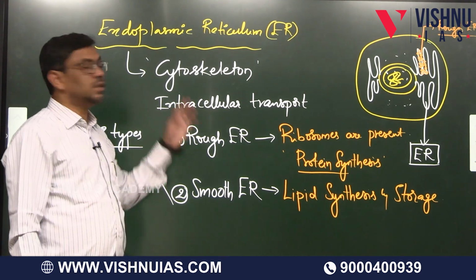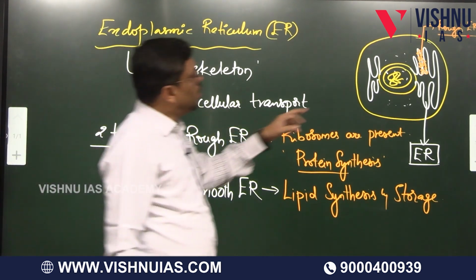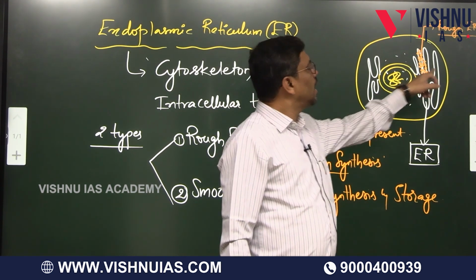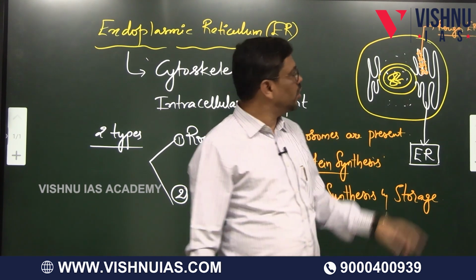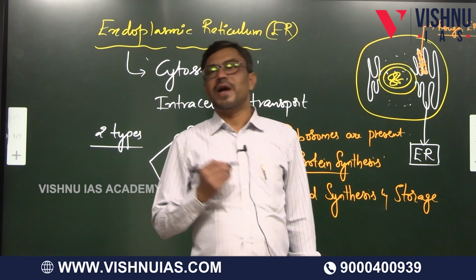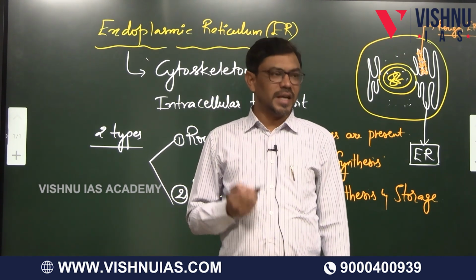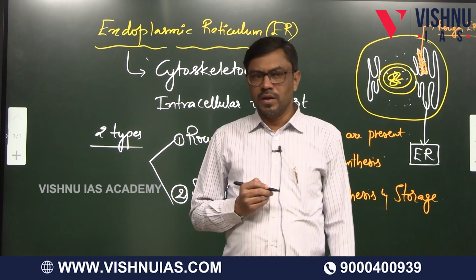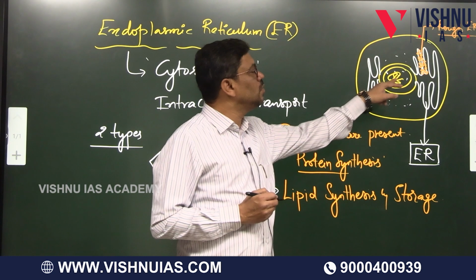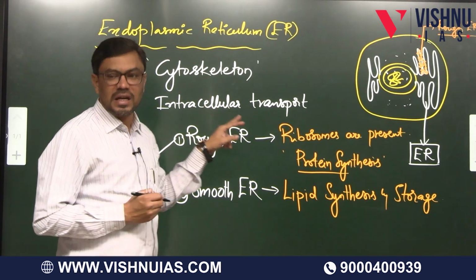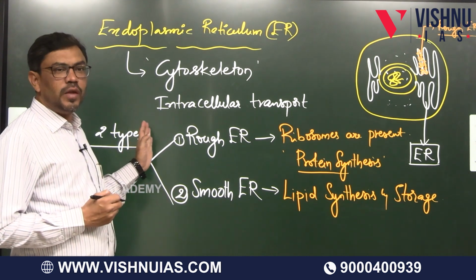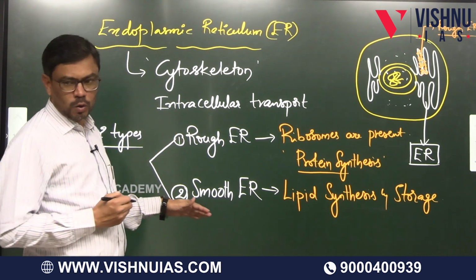Just I will revise once. Endoplasmic reticulum is a membranous network extending from the outer membrane of the nucleus up to the plasma membrane, that is called the endoplasmic reticulum. It gives support to the entire cell, so it is called a cytoskeleton. It is also involved in the transportation of materials between the nucleus and cytoplasm, so it is involved in intracellular transport within the cell. There are two types of endoplasmic reticulum, rough and smooth.